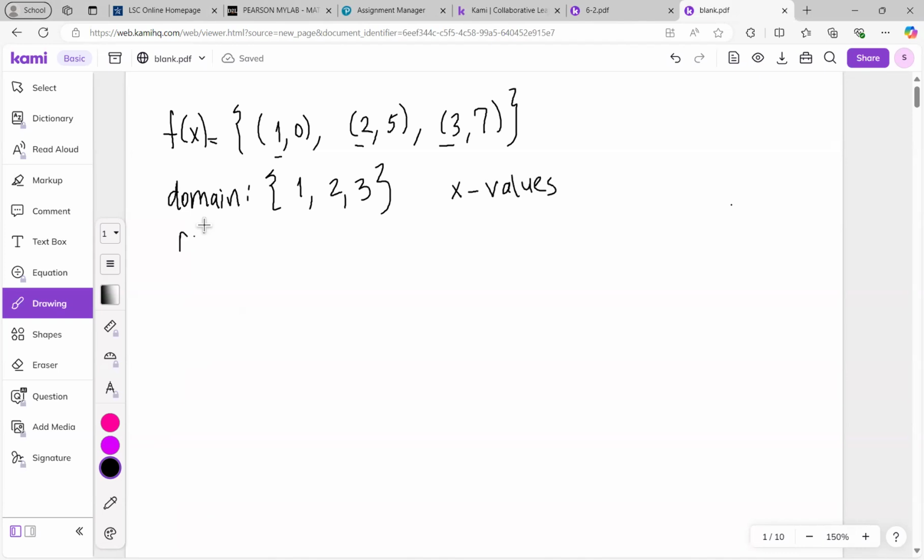And then the range of the function will be the y values of this function. So the y value from the first ordered pair is 0, and then we have 5, and then we have 7. So these are the y values.